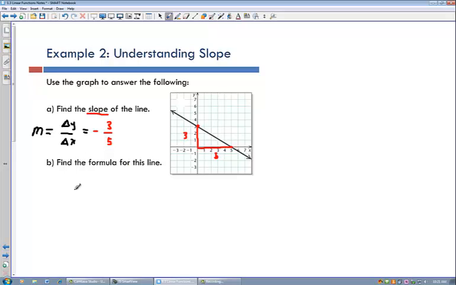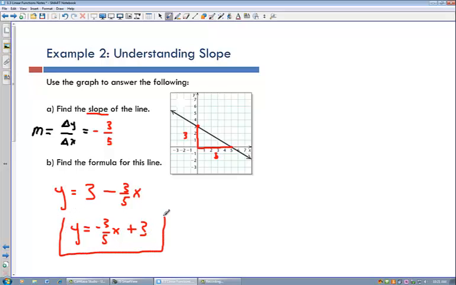So if I'm going to write the formula of this line, I can say y equals, well, I start at height 3, and each time I go over 1, the slope says I go down 3/5. So I'm going to go over 1, I go down 3/5 each time. So it equals 3 minus 3/5 x. And we can write this as y equals negative 3/5 x plus 3. And so hopefully this makes sense to you, what this is saying. This formula says, hey, you start at 3, and each time you go over 1, you go down 3/5. And it's going to model that line.